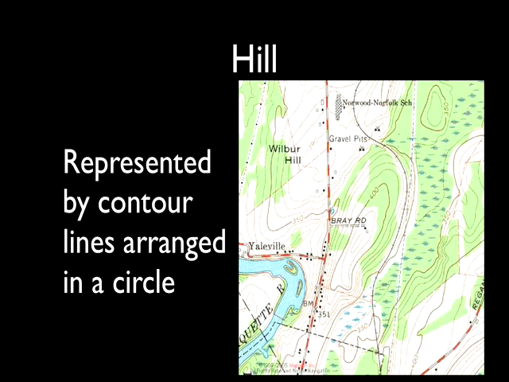Okay, like I said, topographic maps let us look at the shapes in a two-dimensional projection. For example, hills are represented by contours that are arranged in a circle. This is the hill just outside of the school, just to the south, that Bray Road goes up. And as you can see, the contour lines are going in circles to show us that there's a hill there.